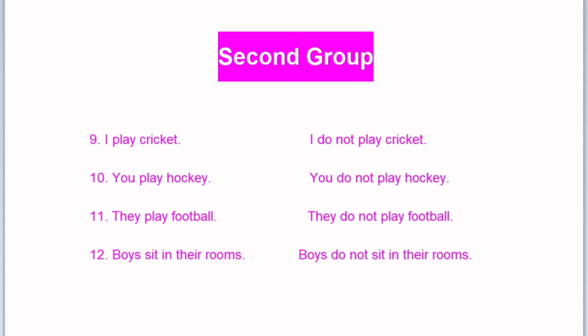Second group. I play cricket. I do not play cricket. You play hockey. You do not play hockey. They play football. They do not play football. Boys sit in their rooms. Boys do not sit in their rooms.